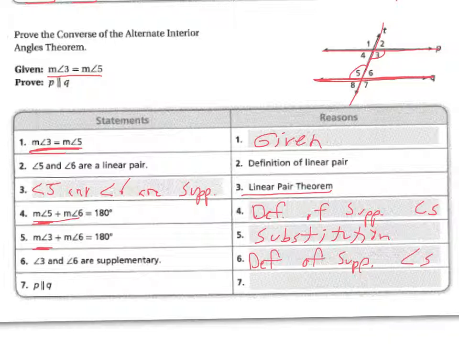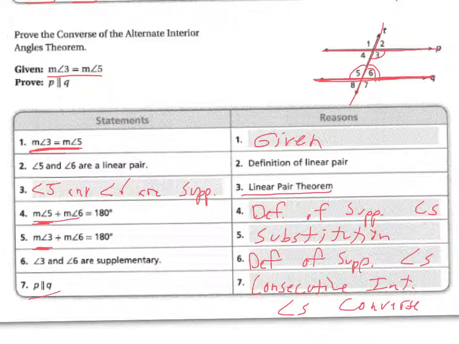And since 3 and 6 are supplementary, P and Q must be parallel because of the consecutive interior angles converse. If consecutive interior angles are supplementary, then the lines are parallel.